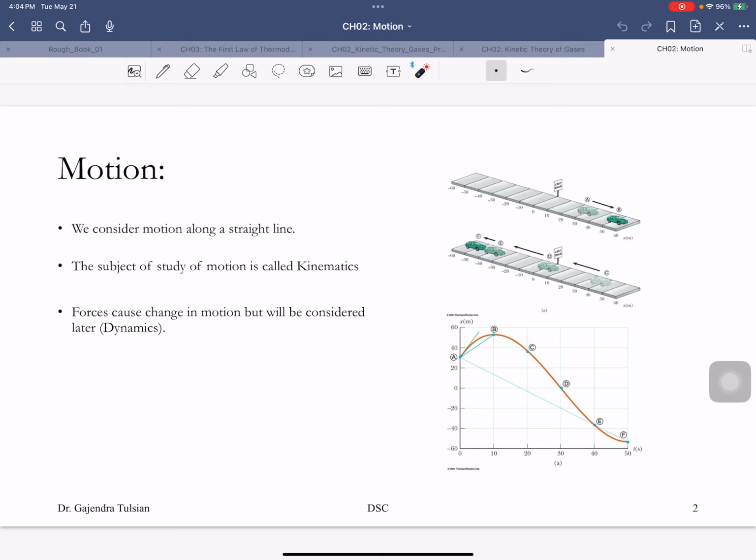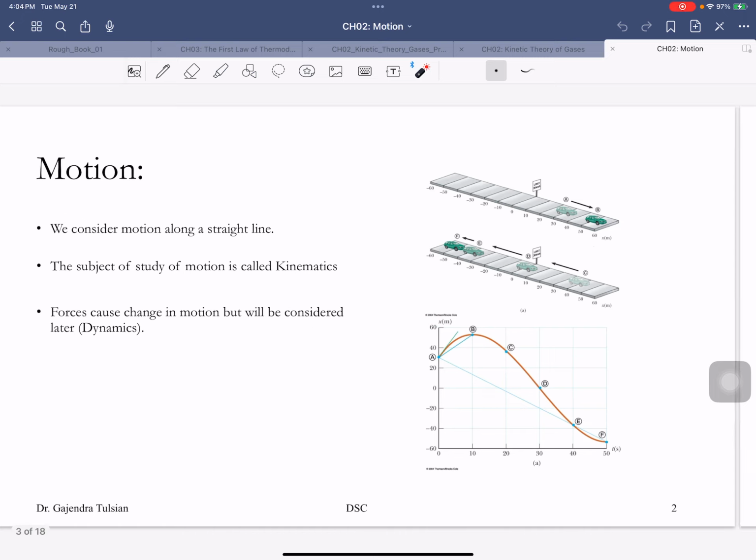So for instance, if you wanted to know the velocity of the car at this instant, all you do is draw a tangent line, and the slope of the tangent line is the velocity at that time. Okay. So this graph of position versus time is a complete description of the motion.